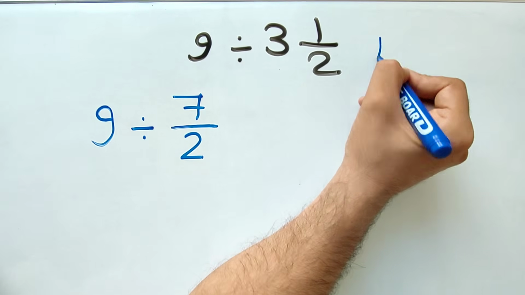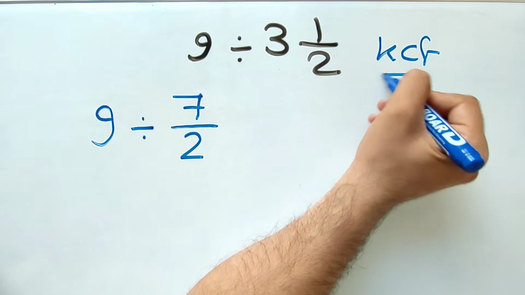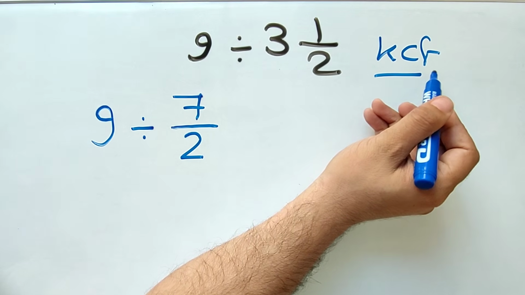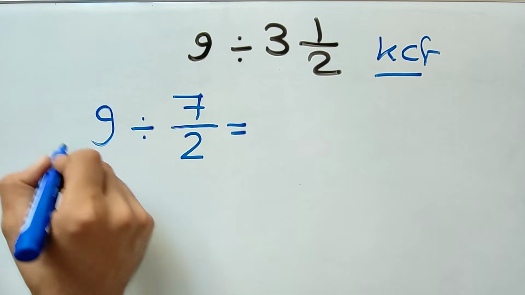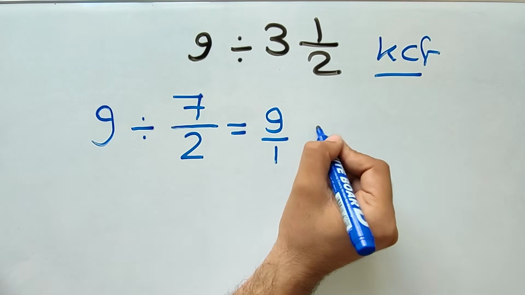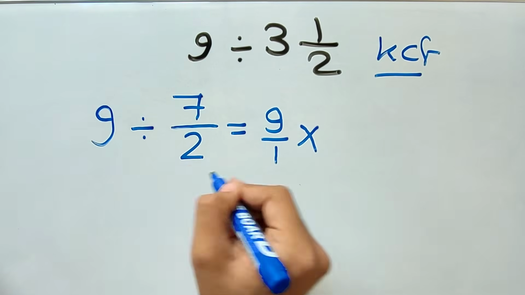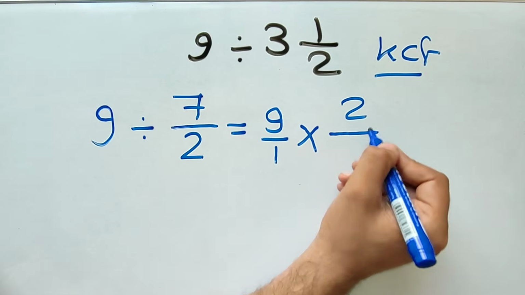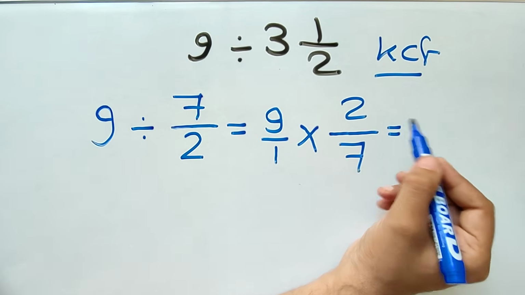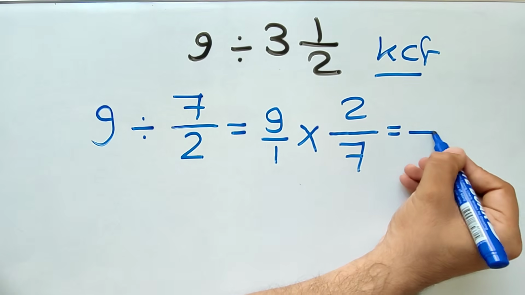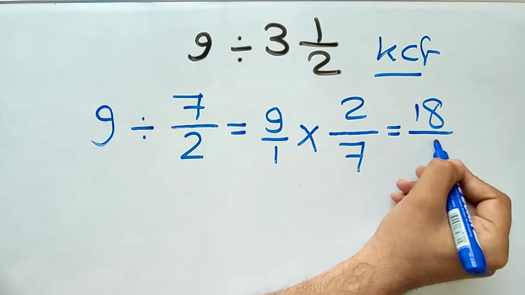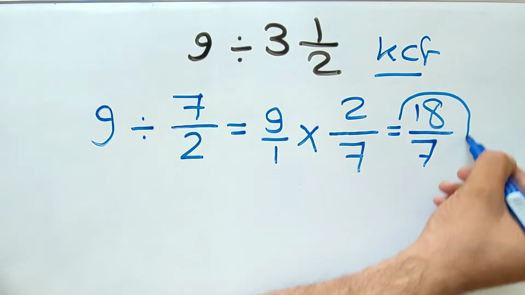According to the rules of mathematics, KCF, that is, keep first fraction, change division to multiplication, and flip the next fraction. So keep first fraction 9 over 1, change division to multiplication, and flip the next fraction 2 over 7. Now we have here 9 times 2 gives us 18 over 1 times 7 gives us 7. The final answer is 18 over 7.